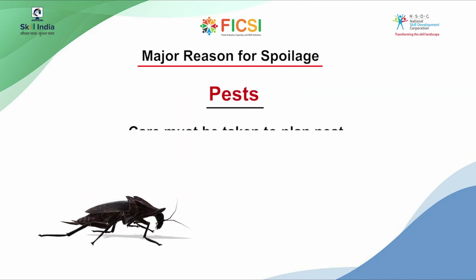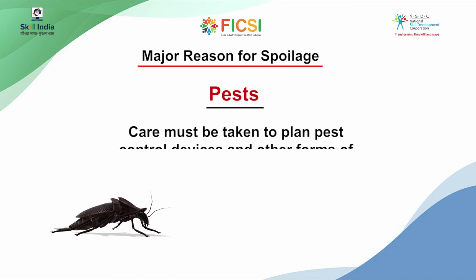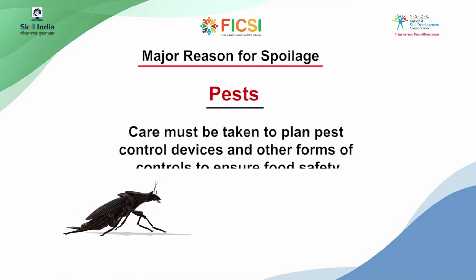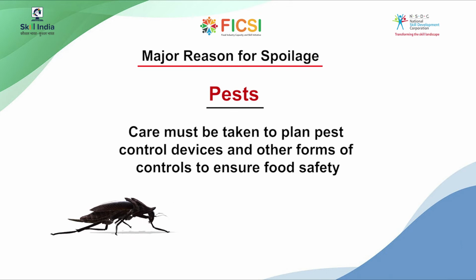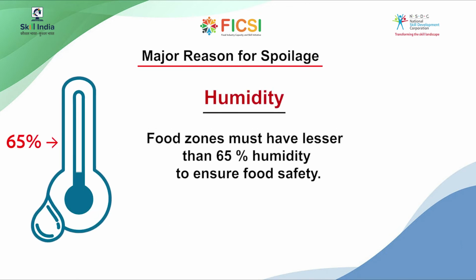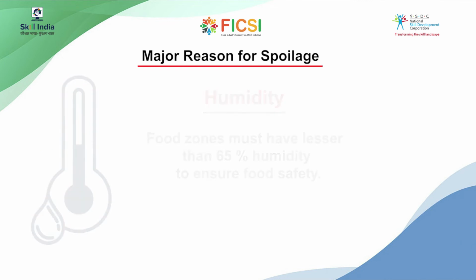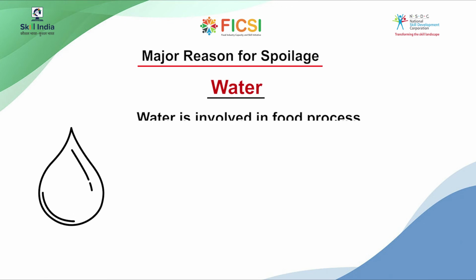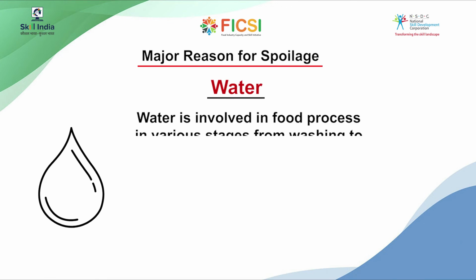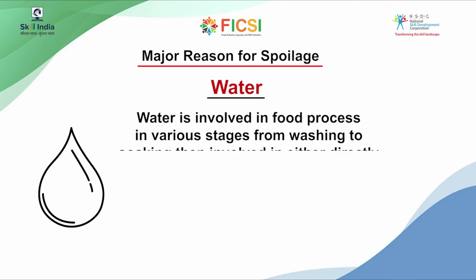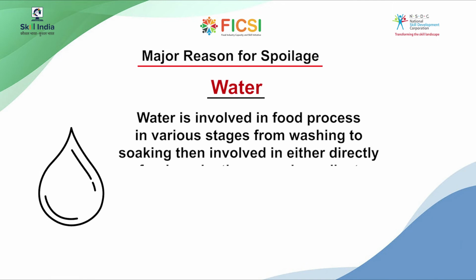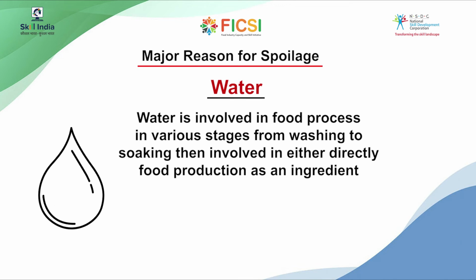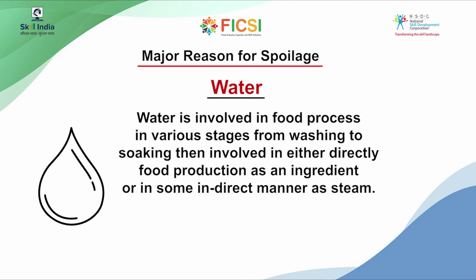Pests. Care must be taken to plan pest control devices and other forms of controls to ensure food safety. Humidity. Food zones must have lesser than 65% humidity to ensure food safety. Water. Water is involved in food process in various stages, from washing to soaking, then involved in either directly food production as an ingredient or in some indirect manner as steam.